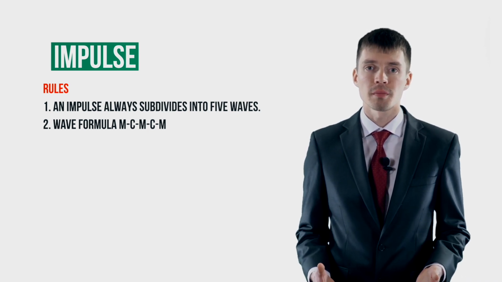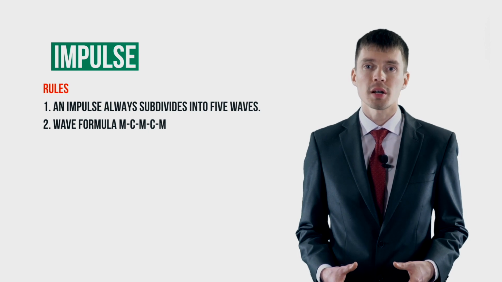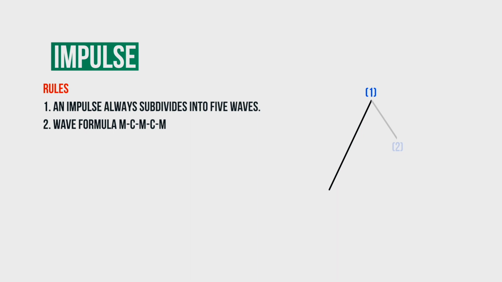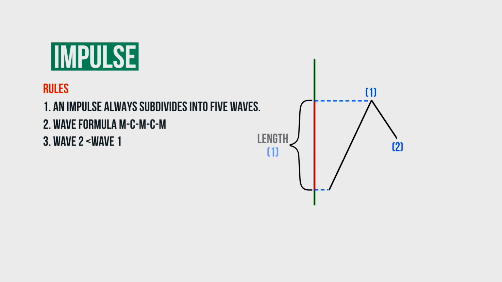So let's continue. To illustrate the following rule, let's start by drawing the impulse again. After the first wave is constructed, the second is always formed. The second wave is always smaller than the first. What is the value of the wave? The value of the wave is measured by its projection on the vertical axis. That is, the value of wave 1 is the length of this vertical segment. Usually the value of the wave is measured in points.